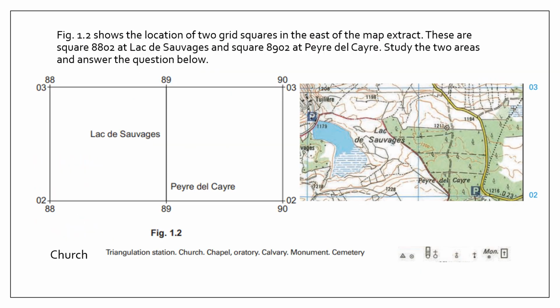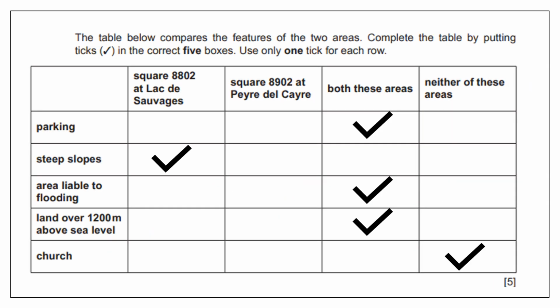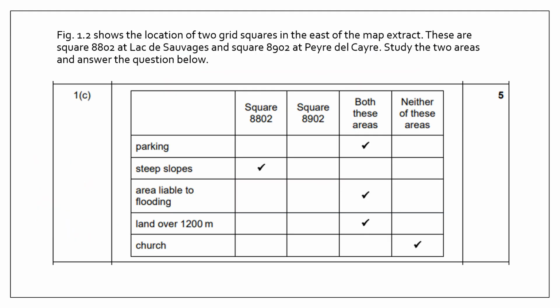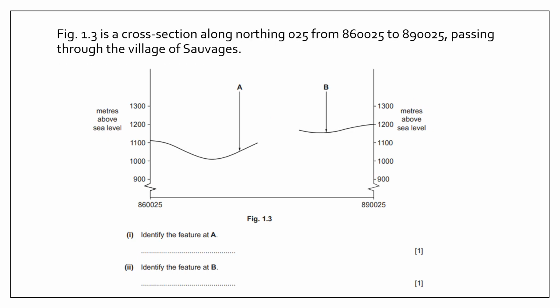And then for the final one, I'm looking for the symbol for a church. So I need to find any of these symbols that you can see there, and I cannot. So I'm going to tick that neither of these areas have a church. And if I check my mark against the mark schemes, yep, all correct. So again, with these questions, take it nice and easy, making sure you study each grid square carefully.